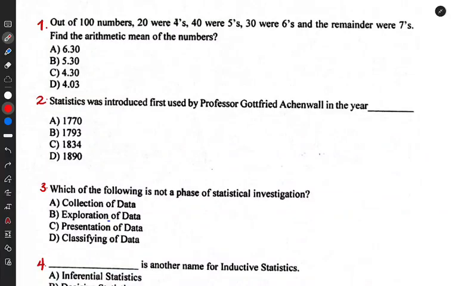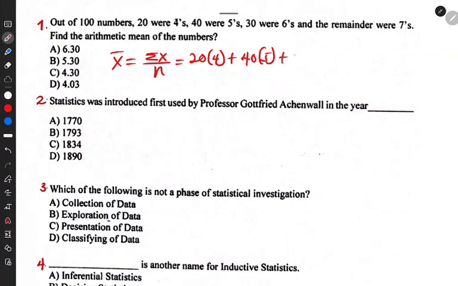Question 1. Out of 100 numbers, 20 were 4s, 40 were 5s, 30 were 6s, and the remainder were 7s. Find the arithmetic mean. So arithmetic mean, x bar, is equal to the summation of the x values divided by the number. So here we have 20 by 4, then 40 by 5, and then 30 by 6. And the remainder, it says 7s are the remainder.